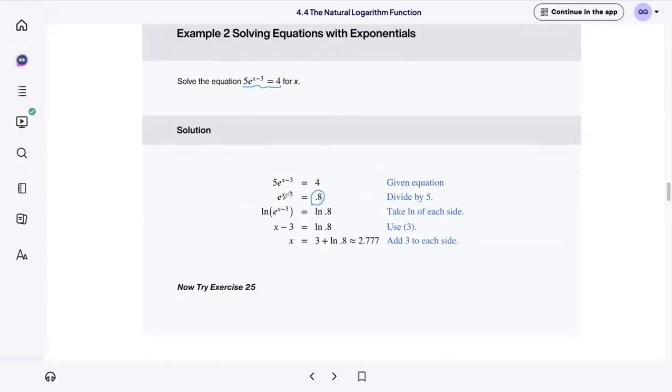Because once we take ln, the exponent of e comes up front. So I have x minus 3 times ln e, while ln e equals 1. So then x minus 3 equals ln 0.8. So x equals 3 plus ln 0.8. Using a calculator, that's about 2.777. Okay, that's how we use logarithms to solve exponential equations.